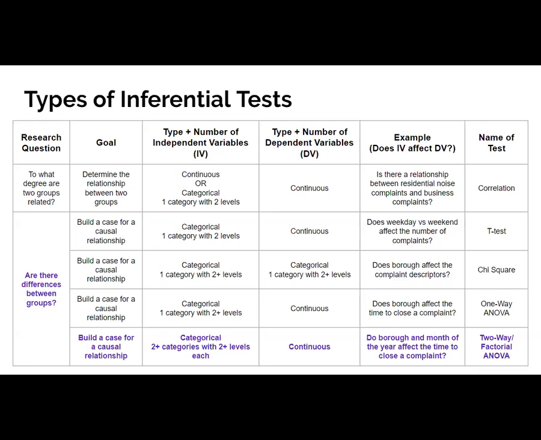If you were to do the two-way, I would say do both of them at the same time. So instead of asking do borough and month of the year affect the time to close a complaint, I would say does borough and descriptor affect the time to close a complaint. So you would do it all together. Be like which descriptor or which is taking more time to close. Yes. Yep.